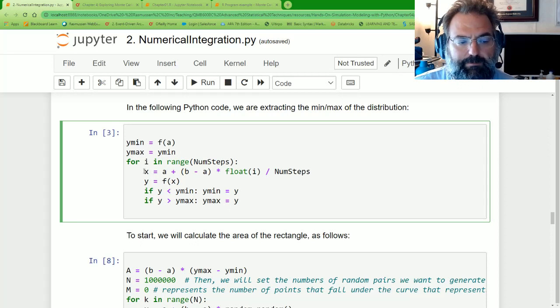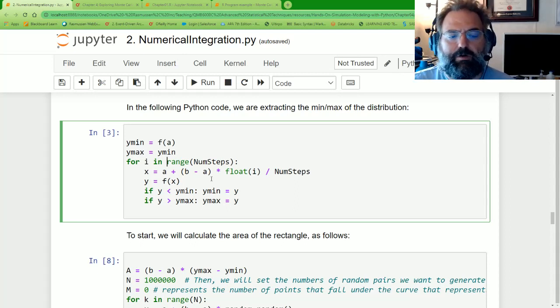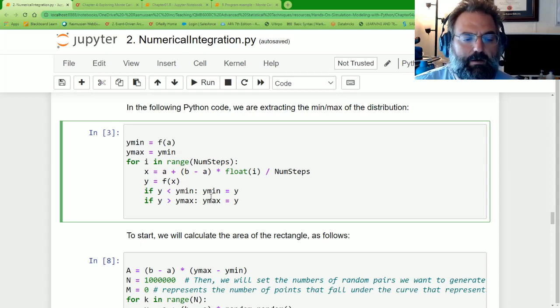And we calculate x to be a plus b minus a times the float of i divided by num steps. So basically we're doing a gradient of our current little slice from 1 to a million in the range of a to b. So it's the width, b minus a, the width of the box we're interested in, starting at a, and it's just turning the i into a float. So we're running from 1 to a million, dividing by a million, so tiny little slices. And then for each one of those we're calculating y, the f of x.